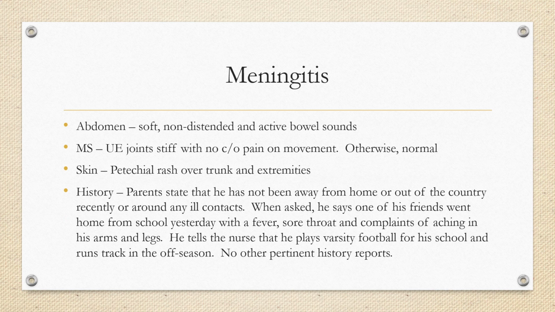Moving along. Abdomen soft, non-distended, and he has active bowel sounds. Musculoskeletal, we have some abnormality here. His upper extremity joints are stiff, but he doesn't complain of any pain when we move them for him. Skin, petechial rash all over his trunk and extremities. So that's a sign of a type of meningitis that we'll talk about, but that is a definite sign of meningococcal meningitis.